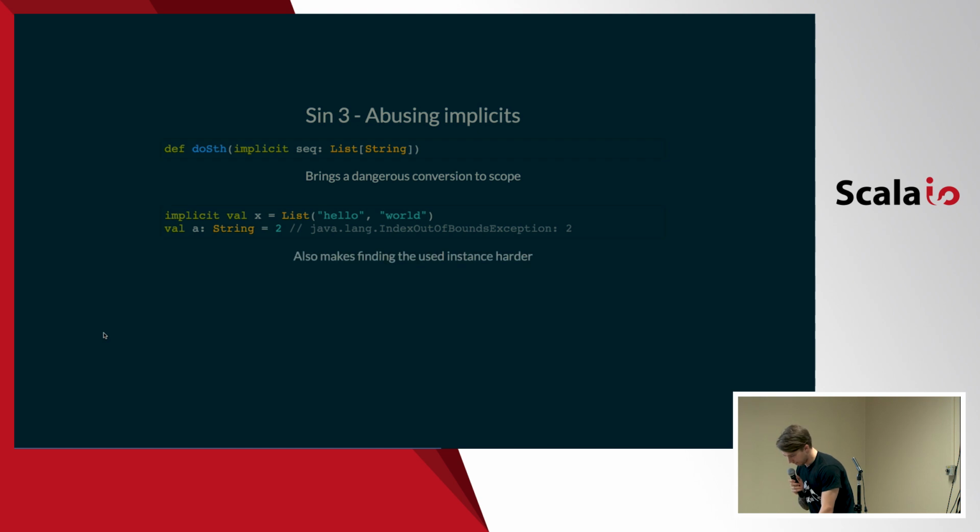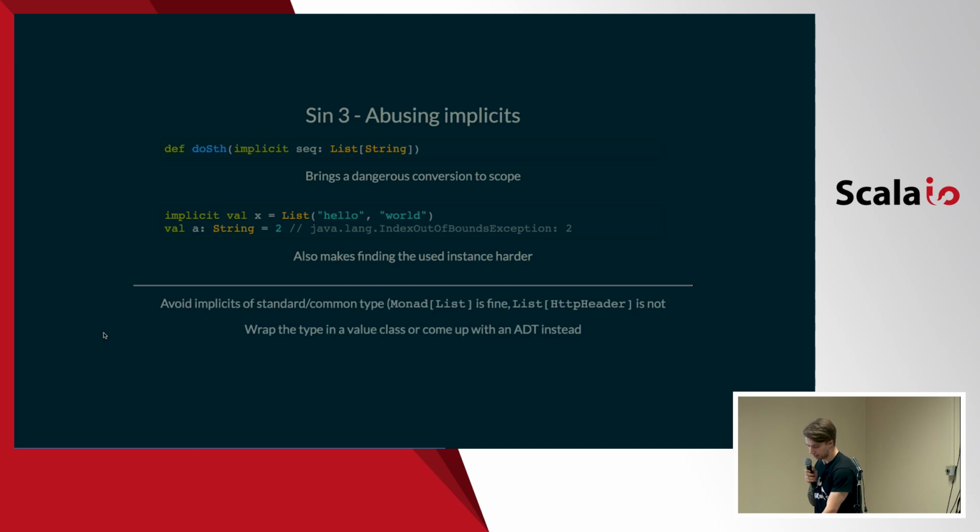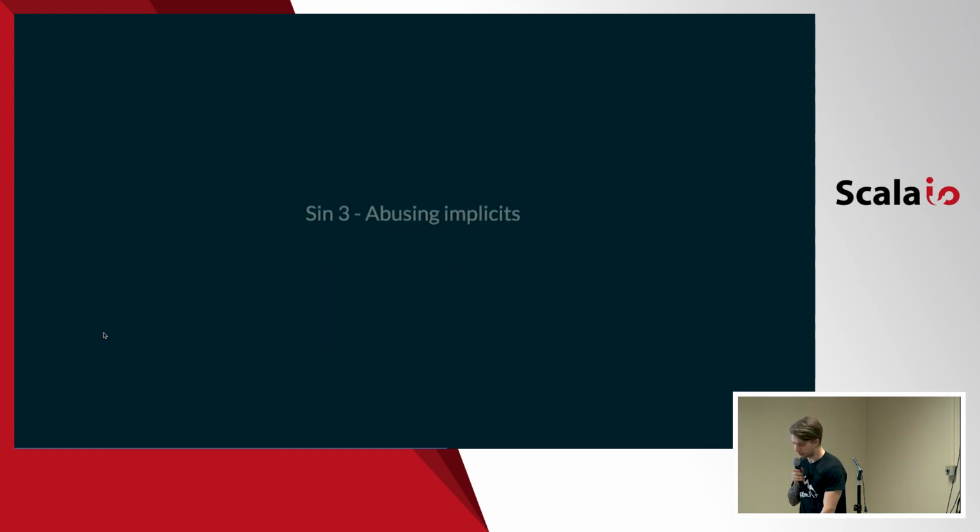Using a type like list, which is a standard library type, also makes finding the implicit instance you have used harder. So it's not really friendly for debugging. Again, I think you should avoid implicits of standard or common types. Standard like in the standard library and common like in common libraries. Unless it's obviously a type class or something like that. So monad of list is fine, but list of HTTP header, not really. And if you really want to pass around an implicit list of something, you can just wrap it in a value class and you'll have just that. Or come up with some clever ADT.